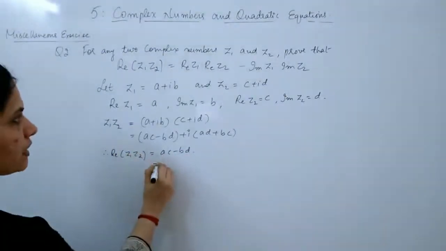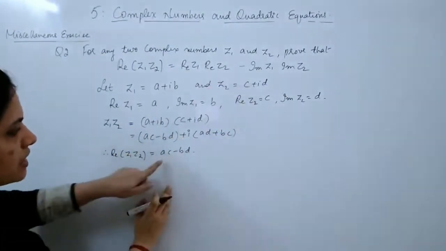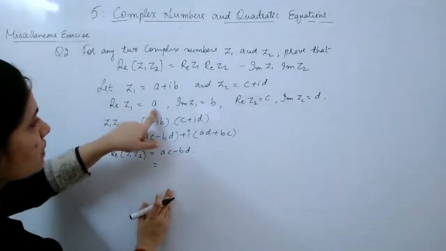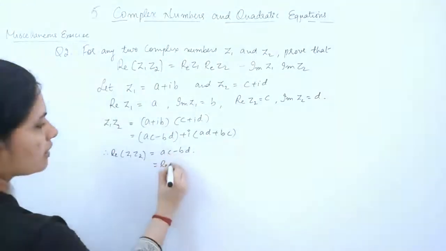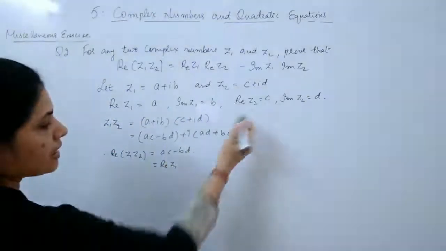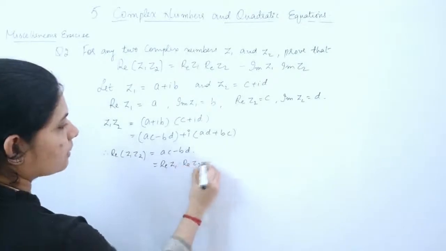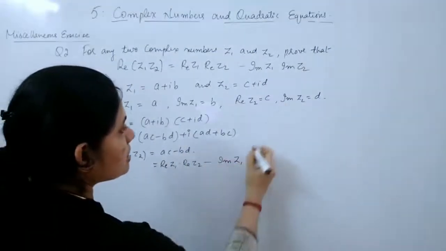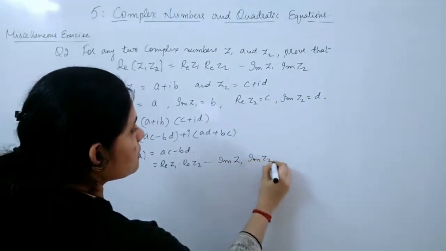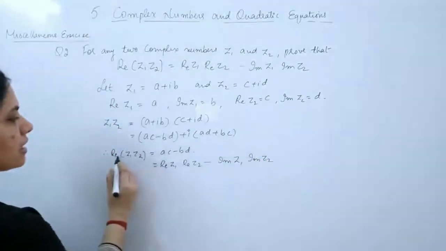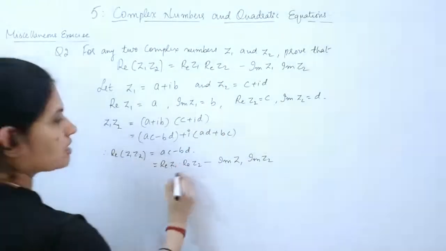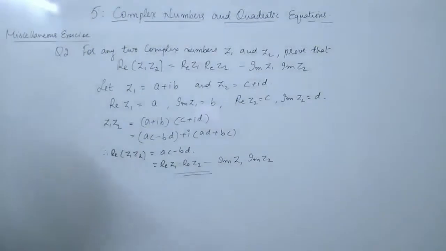Now from this itself we can reach the result, because we will just replace a, which we have already found out. What is the real part of z1? a. So instead of a I can write real z1. Instead of c I can write real z2, minus b, the imaginary part of z1, and d, the imaginary part of z2. So you have got the result: the real part of z1 z2 is equal to the real part of z1 into the real part of z2 minus the imaginary part of z1 into the imaginary part of z2.